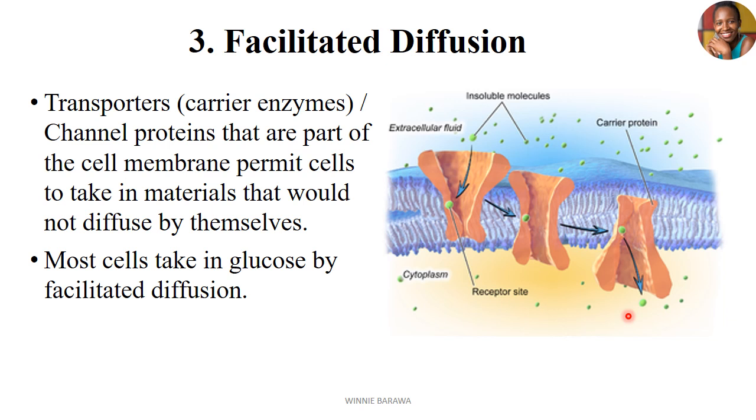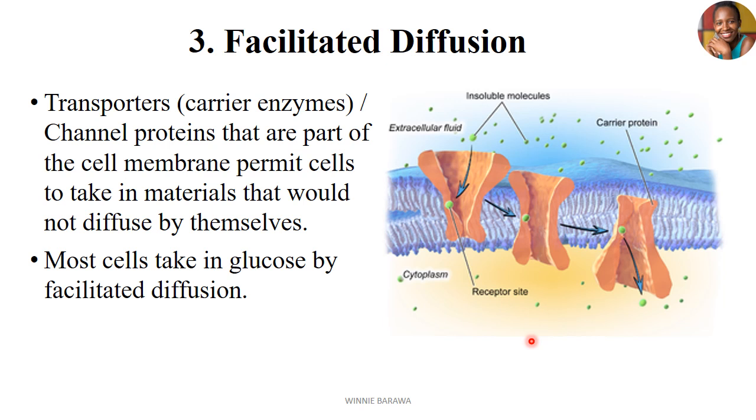However, the same thing applies about diffusion here. The materials need to be moving from a region of high concentration to a region of low concentration. If you observe the insoluble molecules on this diagram, they are more on one side, the extracellular fluid, and they are less in the cytoplasm. Because these materials are a little bit huge, they can't pass across the cell membrane, so they get attached on our carrier protein here and cross into the cell.